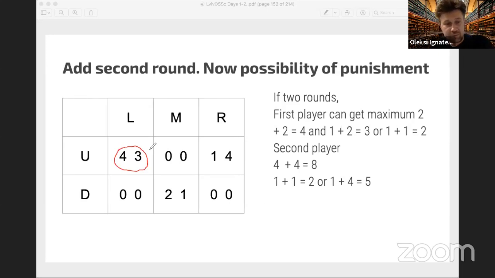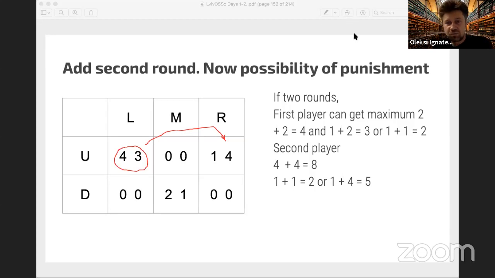which is not in equilibrium. Why is it not in equilibrium? Because the second player has an incentive to deviate and get 4 instead of 3. But if they found some way to keep this UL profile, then they can get a bigger payoff.